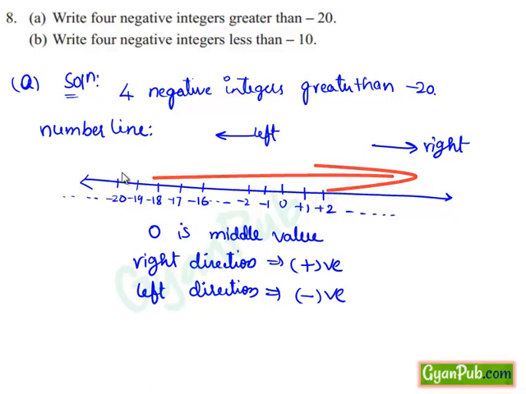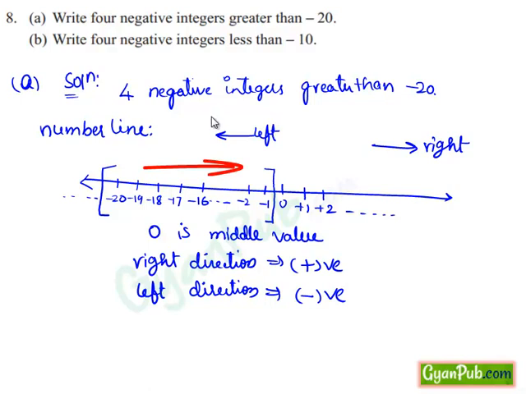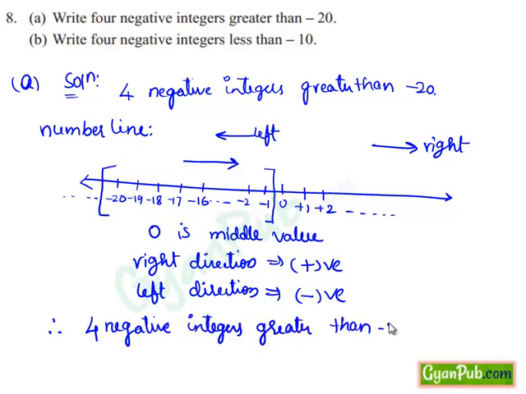Consider negative integers from -20 to -1. As we move in the right direction, numbers are in increasing order. All values in the right direction are greater than -20. So we can write any 4 negative integers from -19 to -1. Here we are writing 4 negative integers greater than -20: -19, -18, -17 and -16.